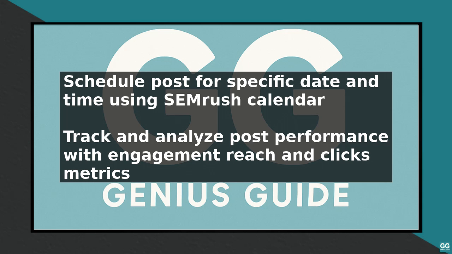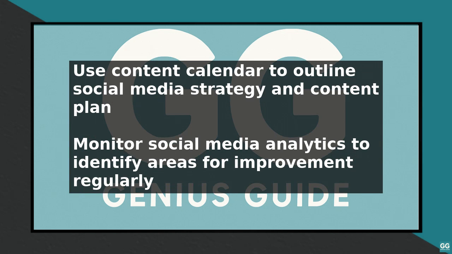To get the most out of Semrush social media scheduling, it is essential to have a content calendar that outlines your social media strategy and content plan. This helps you to ensure consistency and coherence across your social media platforms. You should also monitor your social media analytics regularly to identify areas for improvement and adjust your scheduling strategy accordingly.